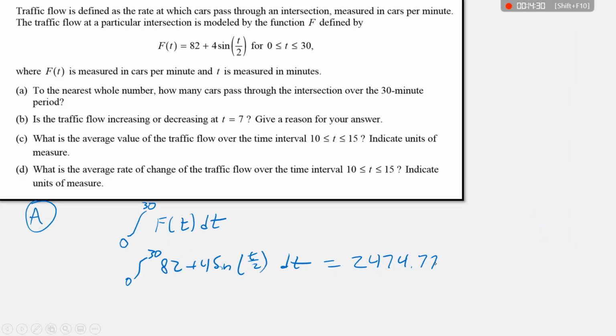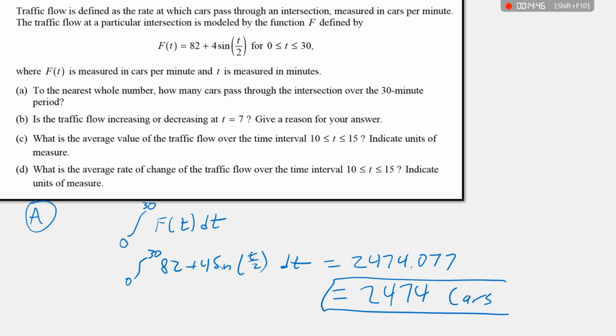This does say round to the nearest whole number. So what should my answer be here? 2,474. Perfect. My units are cars. Again, if f of t is cars per minute, and dt is measured in minutes, then my units will be cars.